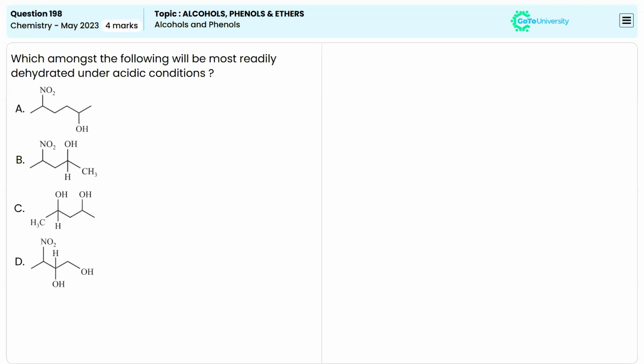Next question. Here we have different compounds. Which among the following will be most readily dehydrated under acidic conditions? So dehydrated means we have to remove the water molecule, right? So here we have different compounds. All of them are containing hydroxyl group. So which of them will be dehydrated more easily? That is the question. So dehydration means it is the removal of water molecule. Removal of water molecule is called dehydration.